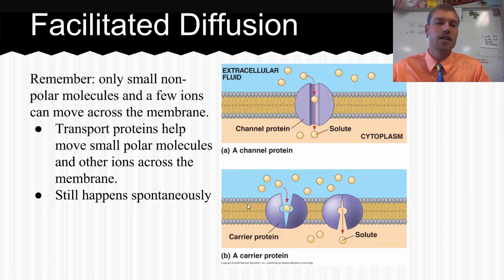We also can have facilitated diffusion. So recall that the cell membrane is not permeable except to some small nonpolar molecules and a few ions. But we do have, fortunately, some transport proteins that can help small polar molecules and other charged particles cross the membrane. There are two different types: channel proteins and carrier proteins. Both of them work spontaneously, so you don't have to add energy to those proteins in order for them to function. They will just function on their own.